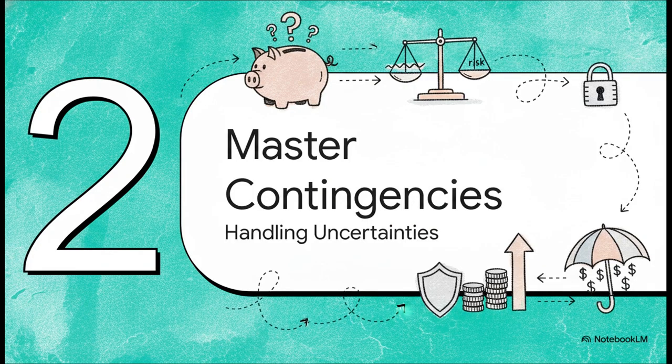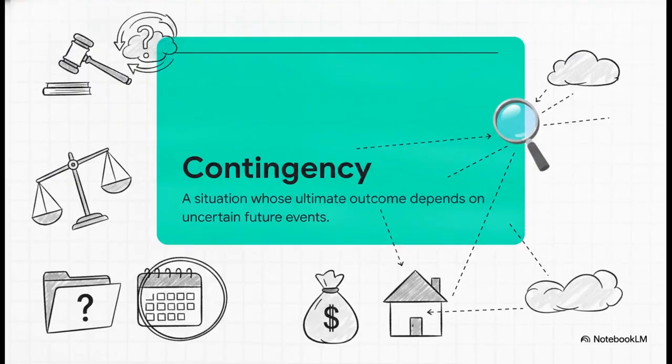Moving right along to Section 2, Mastering Financial Contingencies, Handling Uncertainties. Okay, to master this, we first need to get a grip on what the standard actually means by a contingency. Formally, it's a condition or situation whose ultimate outcome depends on the occurrence or non-occurrence of one or more uncertain future events. But simply put, these are your pending court cases, your messy tax disputes, unresolved insurance claims, basically situations where the future is still totally hazy. You know something might happen, you just don't have the final verdict yet.